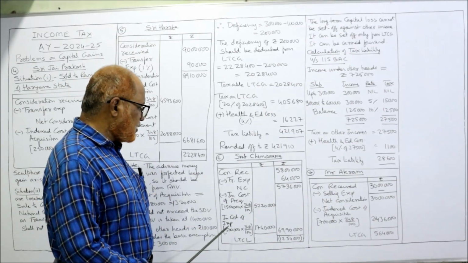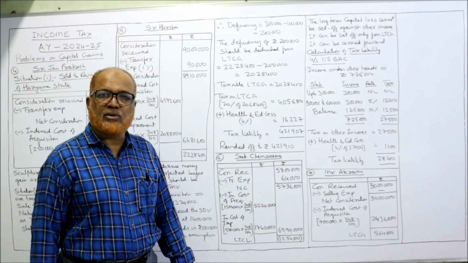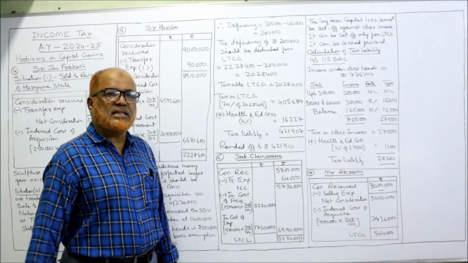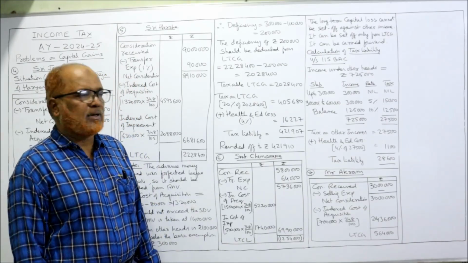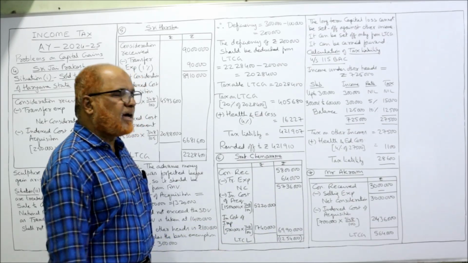Now improvement was also made. Cost of improvement 5 lakh into 348 by 100, 17 lakh 40,000. Take the total, 69 lakh 90,000. Now subtract 57 lakh 36,000 minus 69 lakh 90,000.